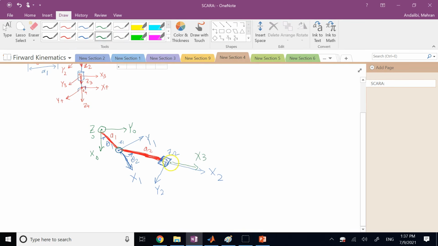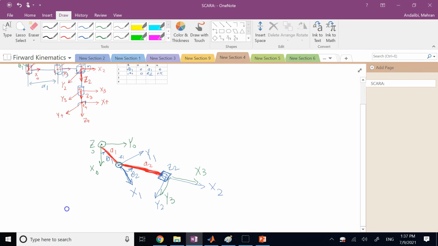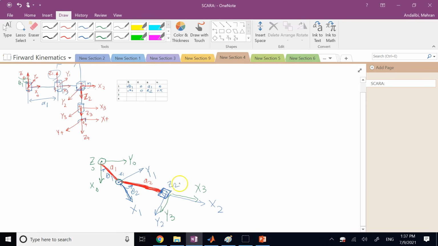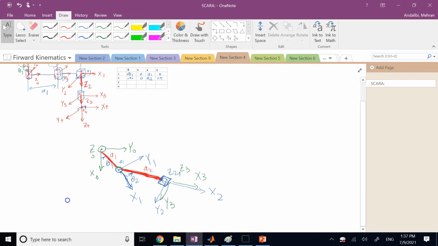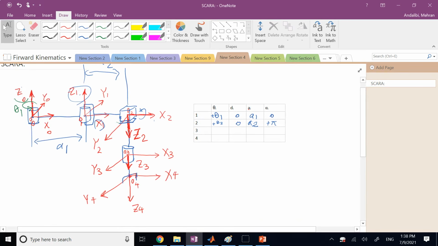And y3 will also be right below y2. And z3 is also on the top of z2. They are both, in this view, perpendicular to the plane inward. You see clearly they are both downward in this view. So absolutely there is no rotation whatsoever if you want to go from frame 2 to frame 3.